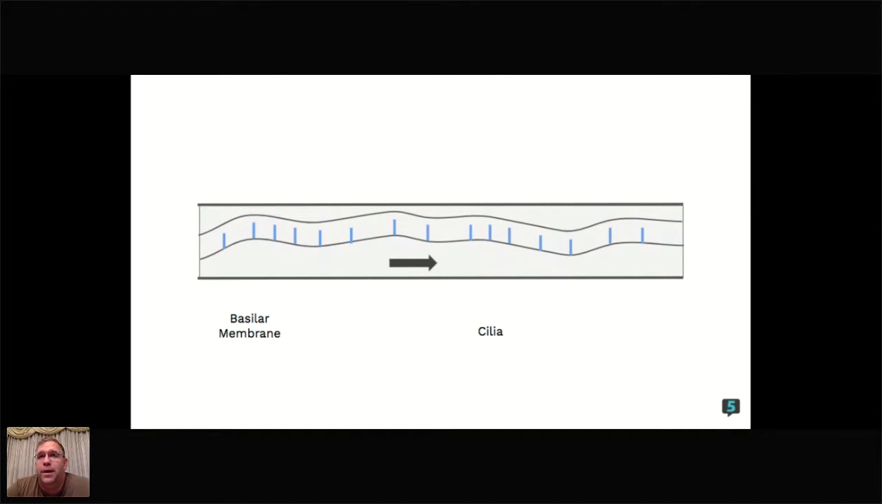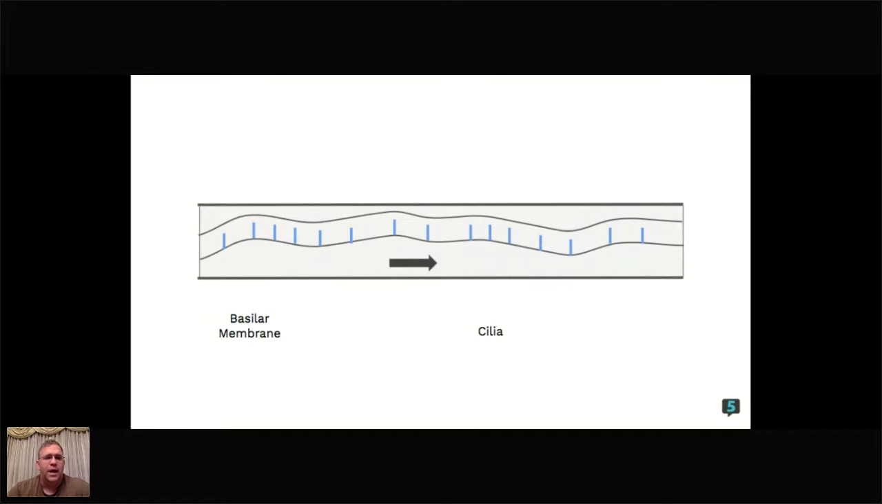So I, along with probably about 2,000 other psych teachers, really make sure to take the time to talk about the basilar membrane being in the cochlea, containing these little hairs that allow you to experience sound. That is the transduction of sound, when sound waves become neural signals that go to the brain.